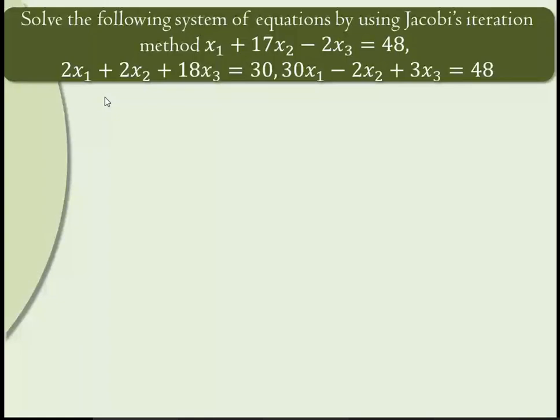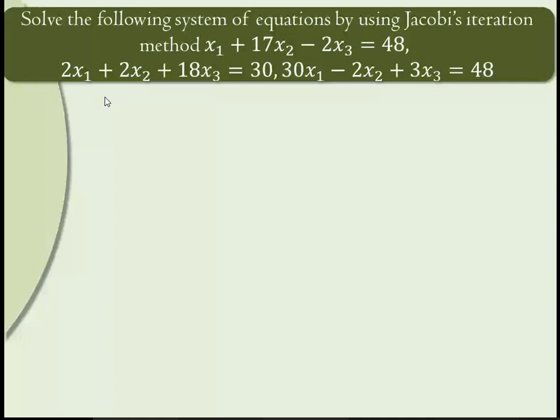Solve the following system of equations by using Jacobi's iteration method. x1 plus 17x2 minus 2x3 equal to 48. 2x1 plus 2x2 plus 18x3 equal to 30. 30x1 minus 2x2 plus 3x3 equal to 48.